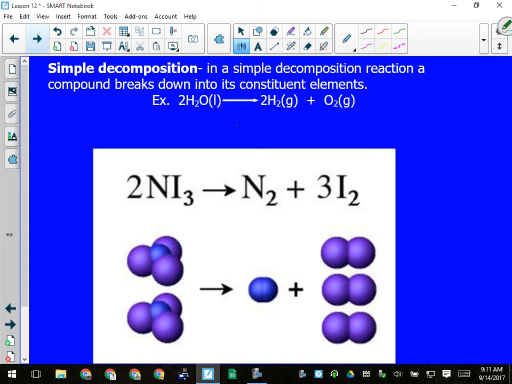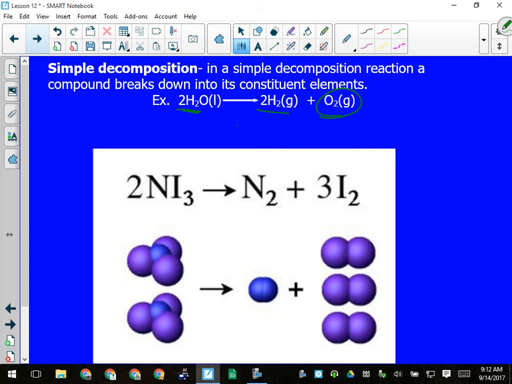How many hydrogens do I have on this side? 4. I have 2 water molecules. That's what the big 2 means. And I have in each water molecule 2 hydrogens. So you just multiply everything behind this number to get your number. So 2 times 2 is 4. Over here, I also have 4. On this side, I have each molecule containing 1 oxygen, but there's 2 molecules. So 2 times 1 is 2. And over here, I also have 2.